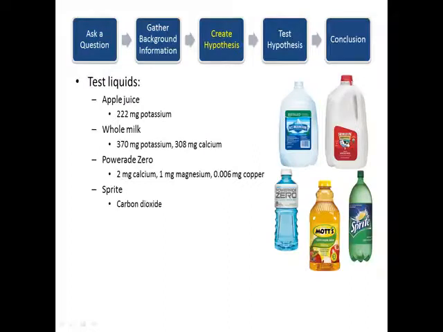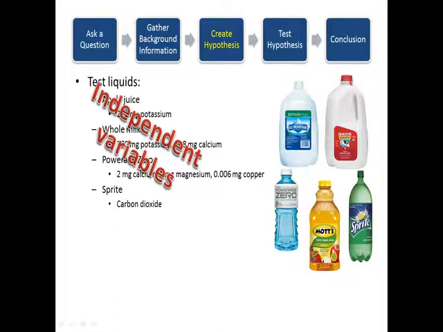To find the best liquid for sprouting bean seeds, I wanted to test different liquids. The liquids I chose were apple juice, whole milk, Powerade Zero, and Sprite. I chose all of these for a reason. Based on my background research, I know plants need a certain amount of nutrients, so I picked liquids in my house that have the most nutrients for plants and recorded how much they had. What types of variables are these called? That's right, they're independent variables.